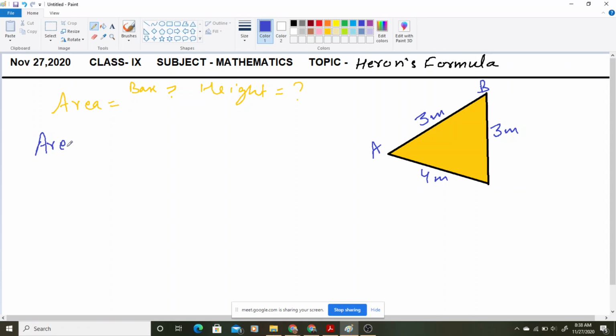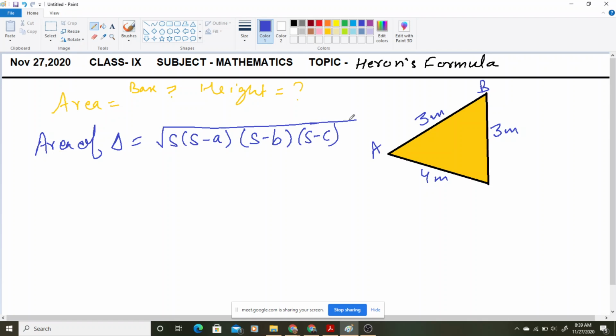Then area of triangle is under root S(S minus A)(S minus B)(S minus C). This is the formula we use. But the problem is, what are S, A, B, C here? यहाँ पे ये S क्या है, A क्या है, B क्या है? Then how do we find these things?